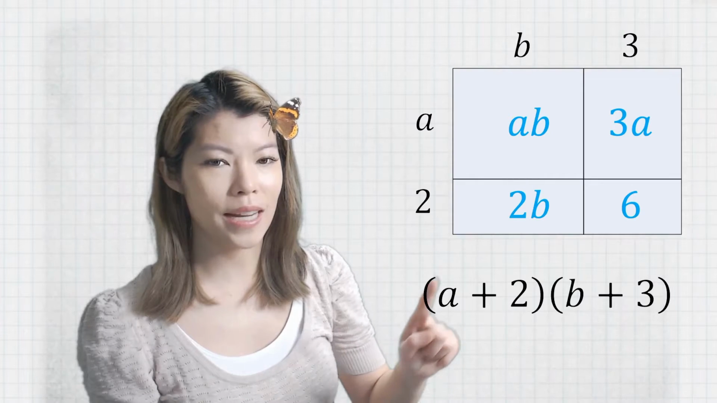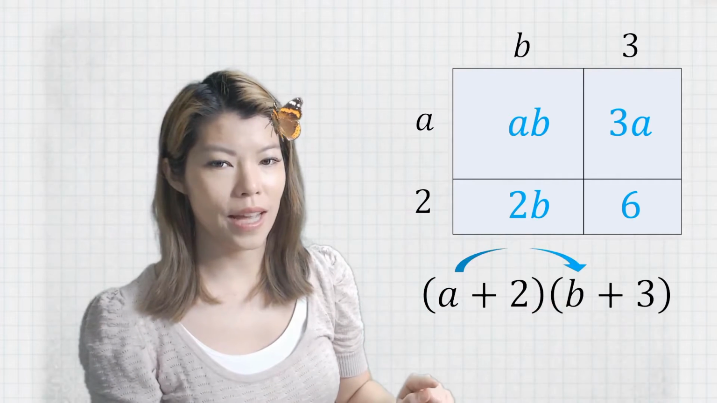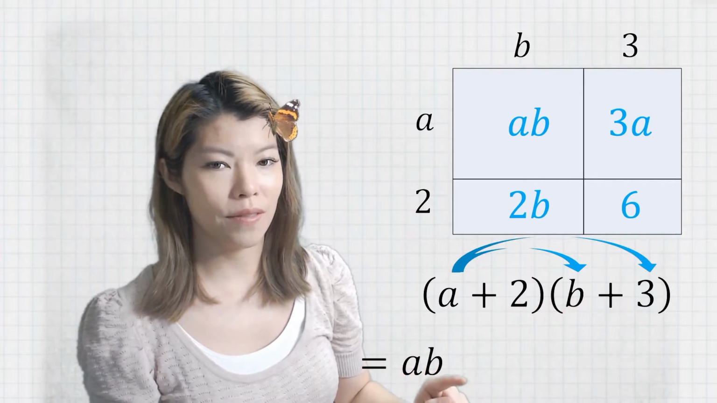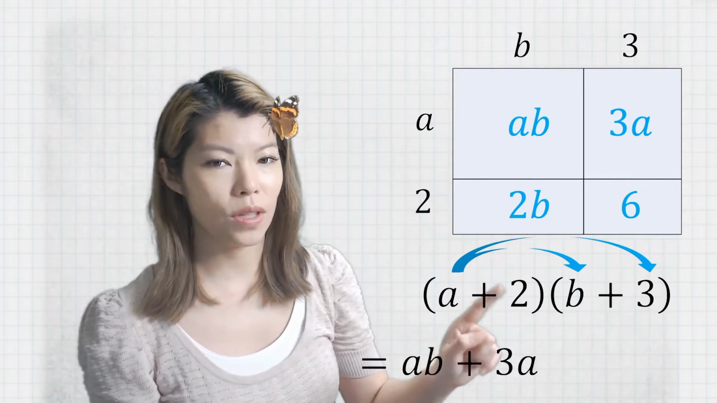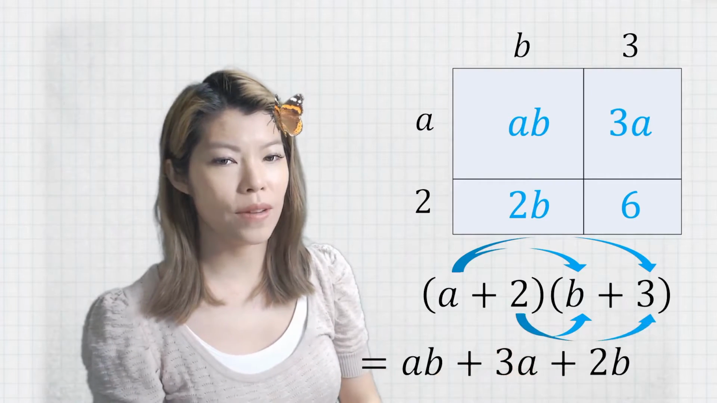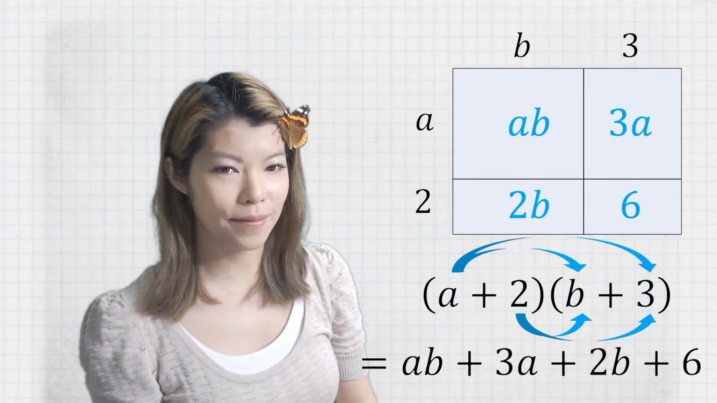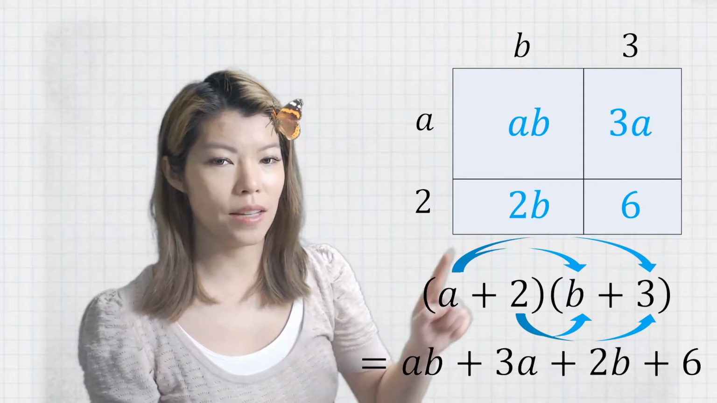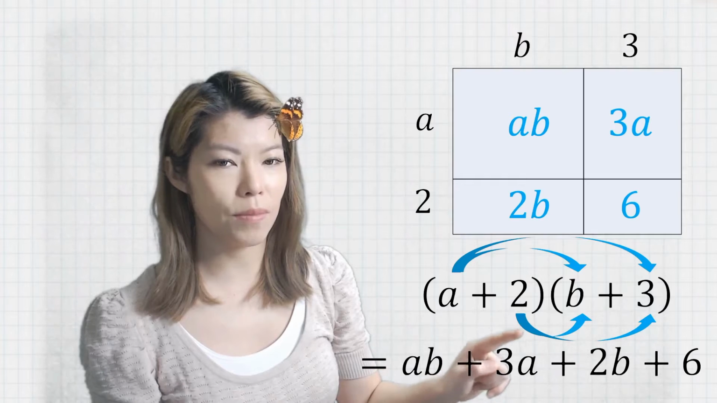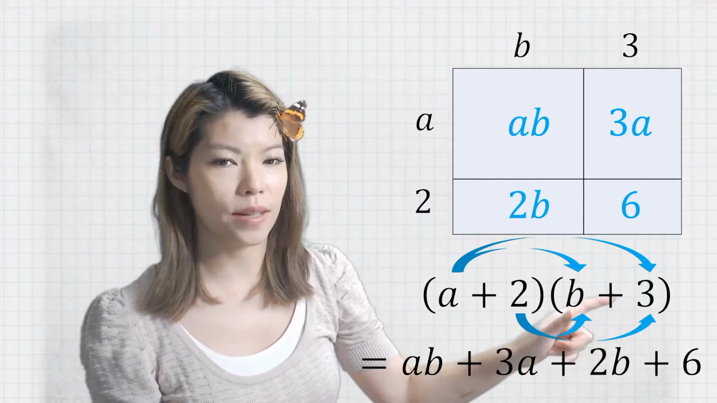We took the a times the b to give us the ab, and then we took the a times the 3 to give us 3a. Then we took 2 times b to give us 2b, and 2 times 3 to give us 6. So you take the first term and you multiply through the two terms in the brackets, and then you take the second term and multiply through the two things in the bracket.